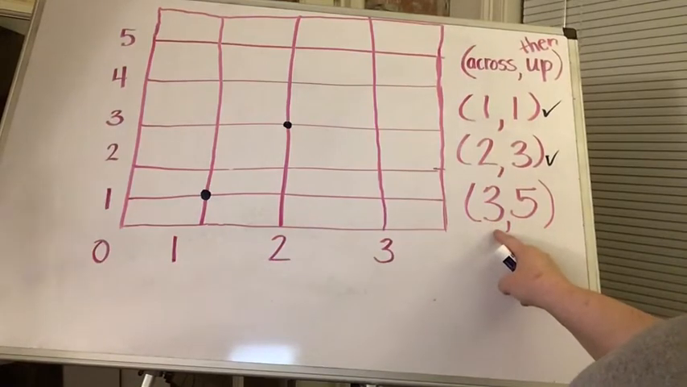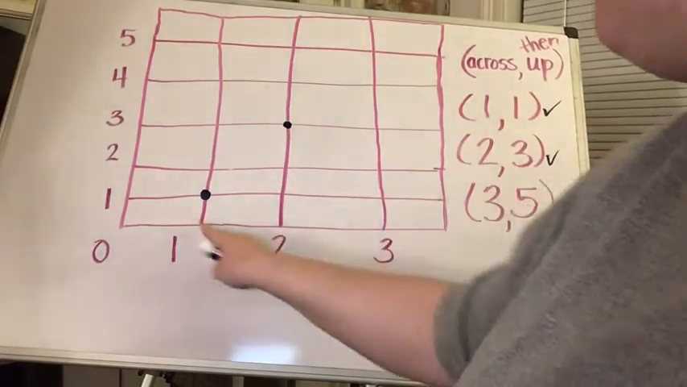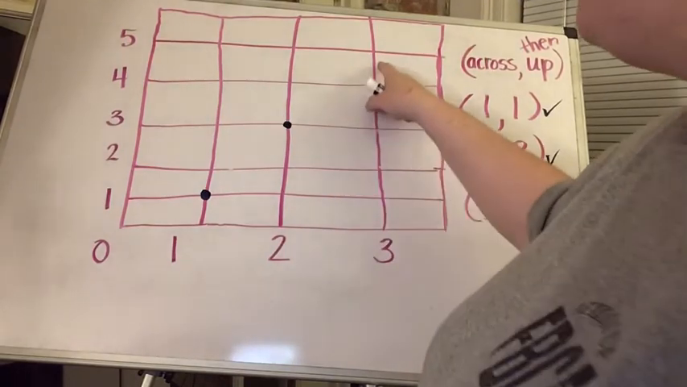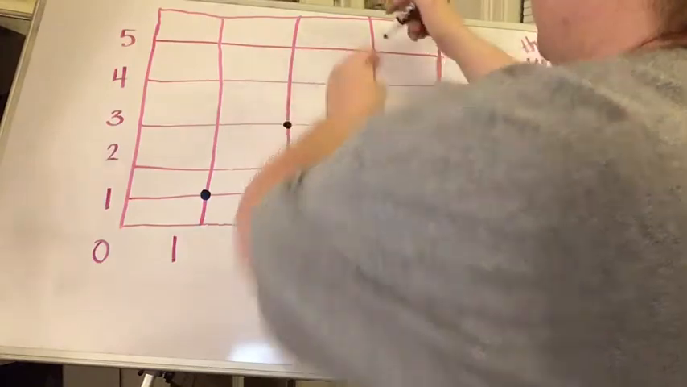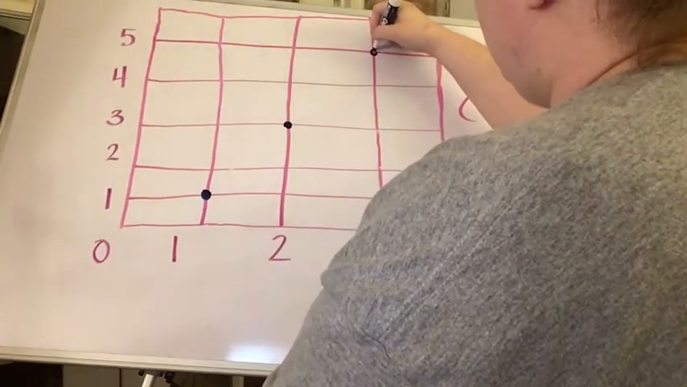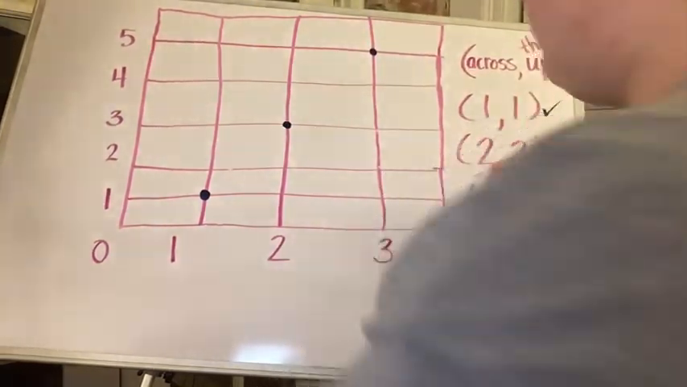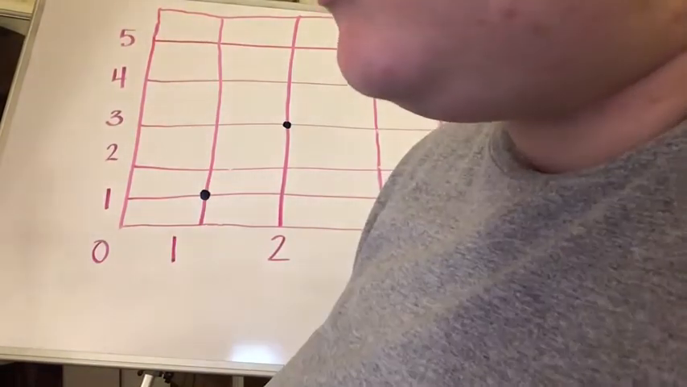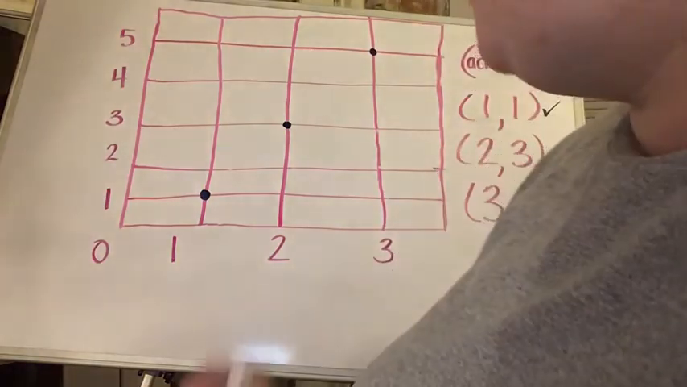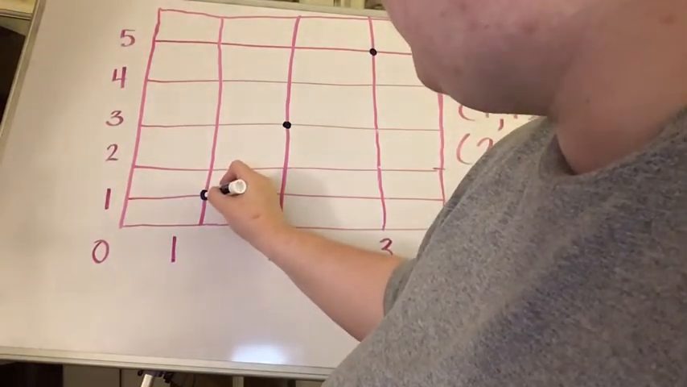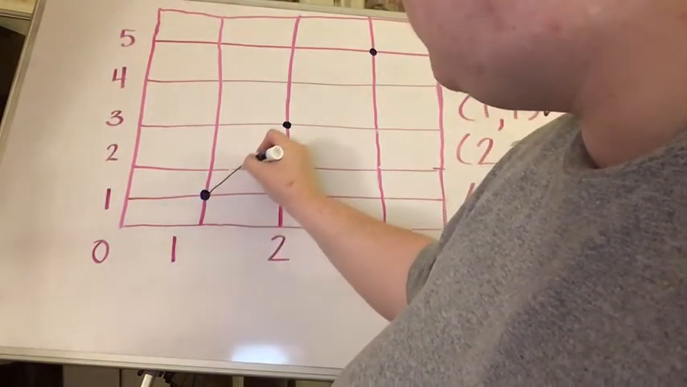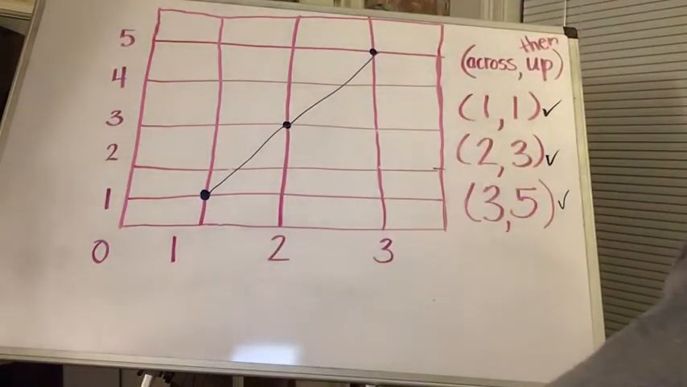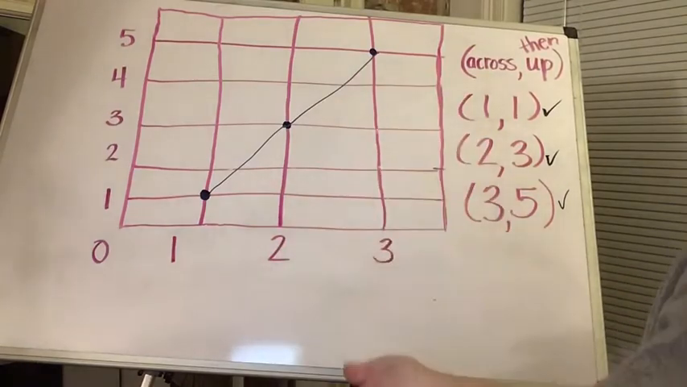Remember, that's across 3. 1, 2, 3. Up 5. 1, 2, 3, 4, 5. Let's just make sure. Yep, right here. Now we've done all the coordinates, and when you draw your line, you're always going to start at the first dot, and you're going to go as straight as you can to the next dot. And you'll stop as straight as you can at the next dot.